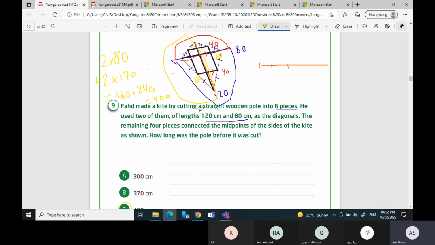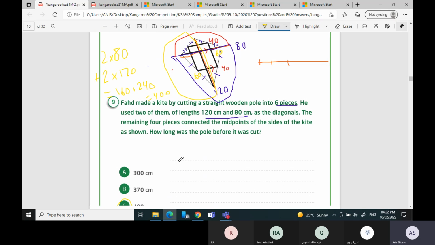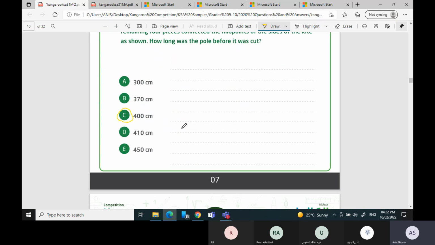Okay, so this is how you solve exercise 9. It's equal to 400. Answer is C.